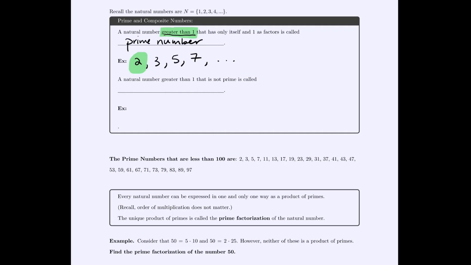Now this definition breaks every natural number into either a prime number or not a prime number. And we've got a special word for when something is not prime. When something is not prime, we call it a composite number.